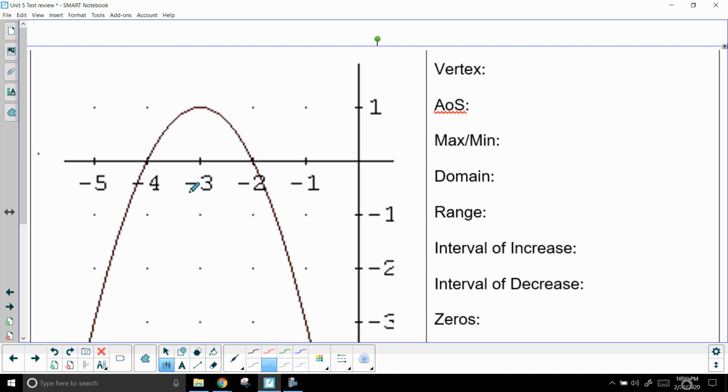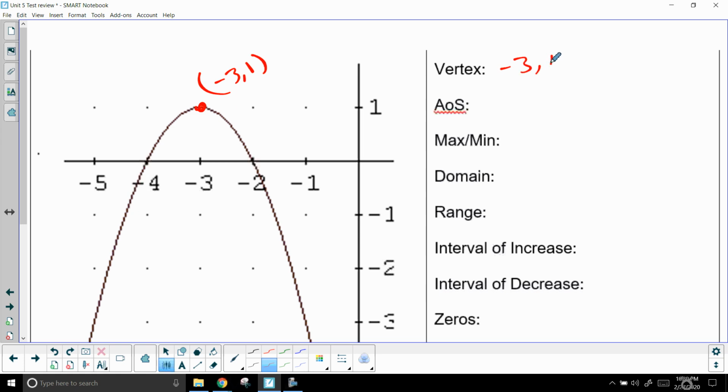Vertex is right there. Negative 3, 1. Told you 1,000 times, axis of symmetry is going through the vertex. And you use the x part of the vertex. This one is a maximum, and it's going to be the vertex. Domain, said 100,000 million times, it's all real numbers. Range, how low can you go? Negative infinity. How high do you get? 1, inclusive.